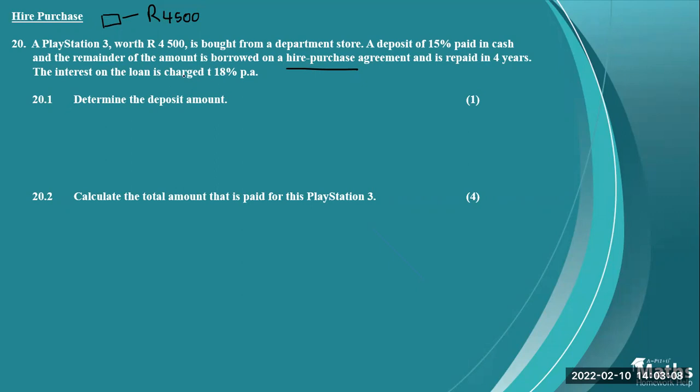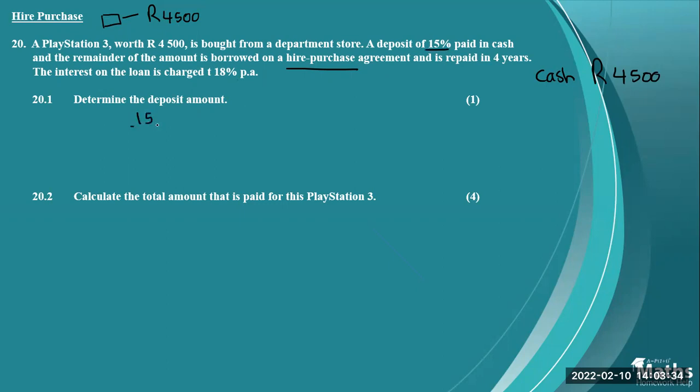The interest on the loan is charged at 18% per annum. PA means per year. Determine the deposit, right? So this is the cash amount. If you do have the cash, you can go and buy it. But now that you don't have the cash, you have to pay a deposit. So the deposit is 15%.